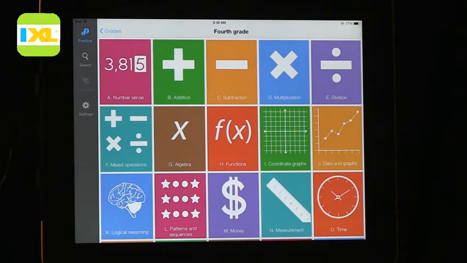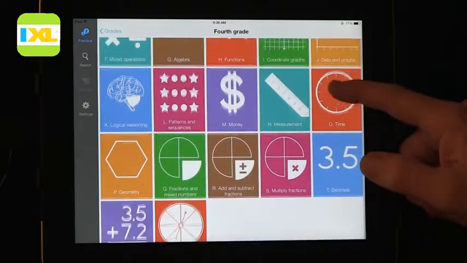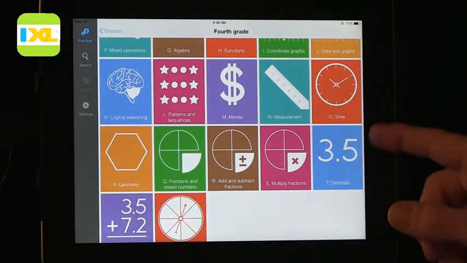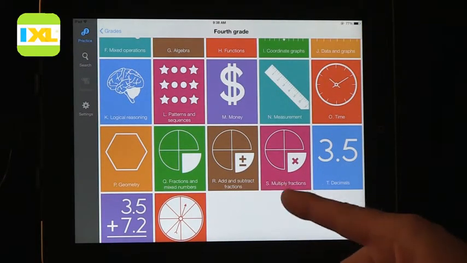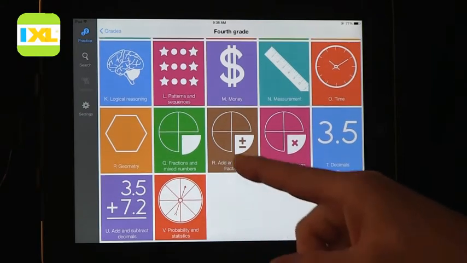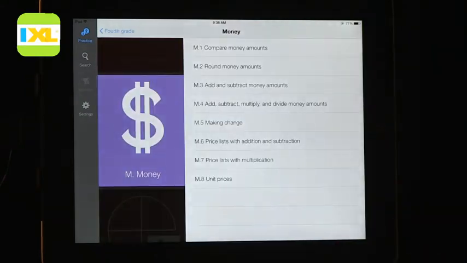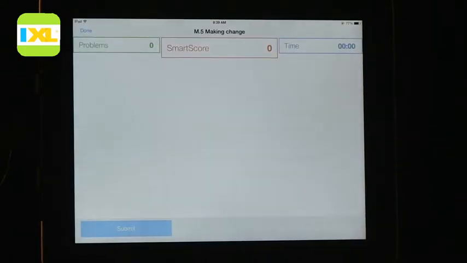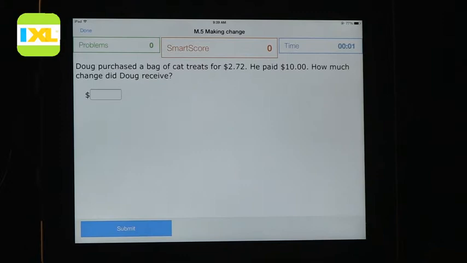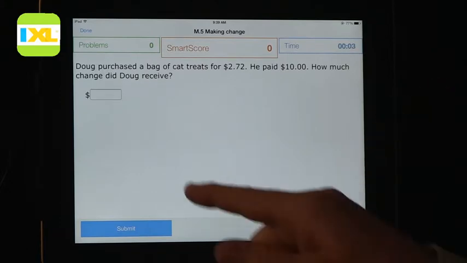So it can be algebra or patterns, logical reasoning, subtraction. This is a very rich app that has exercises at all kinds of levels, as simple as looking at time, decimals, fractions, whatever needs to be. Let's look at some money math, and you can see that this works by standards, so we can talk about making change. And now there's a problem, and you are supposed to enter the solution.